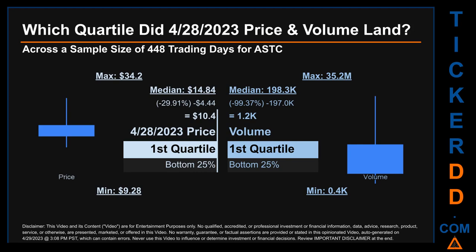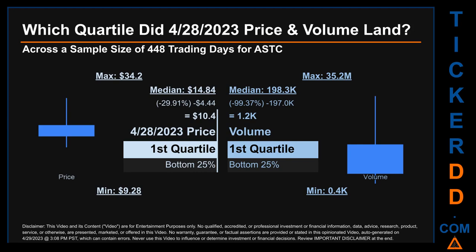The day's volume landed within the first quartile, at the bottom 25% of all sampled daily volume, which saw a max daily volume of 35.2 million and a minimum of 0.4 thousand. Quartiles tell us about the spread of a data set by breaking that data set into quarters, just like how the median breaks the set into half.